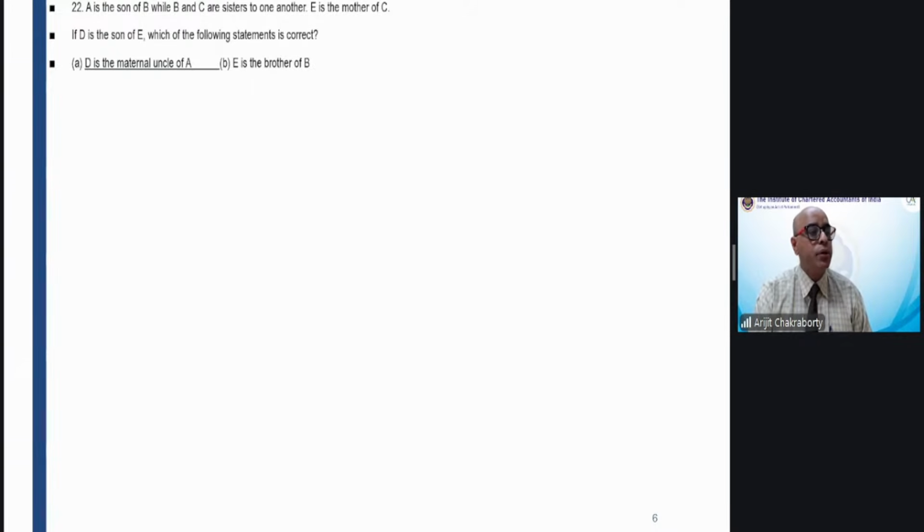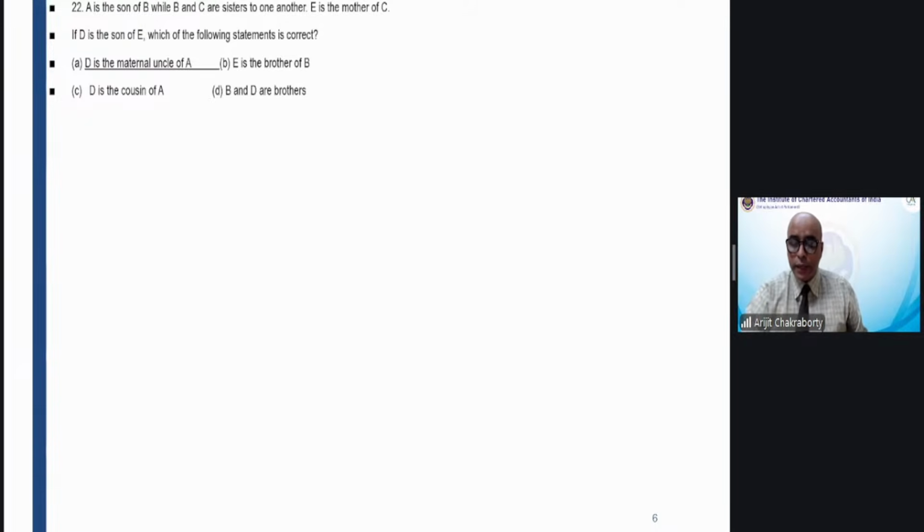Question is, which of the following statements is correct? Now, if you look at the relationships given, option number 1, D is the maternal uncle of A. So from this diagram, we can easily understand that D is the maternal uncle of A, because a maternal uncle means mother's brother. Sometimes in different languages, we say mama, to signify it is from the mother's side.